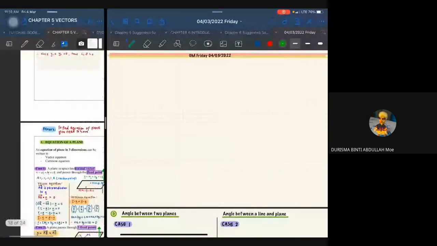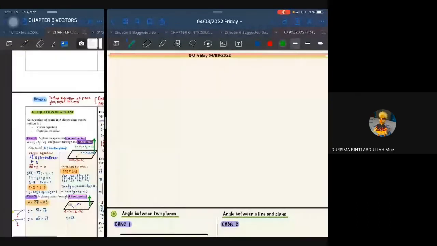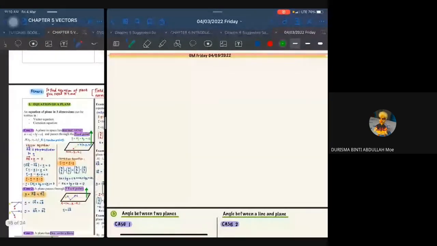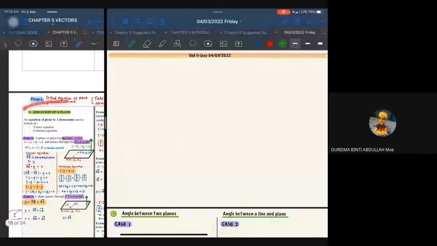Sekejap, tengok dekat yang belah kiri ni. So saya sempat habis sampai, is it 3? This one kot, equation of a plane. Okay, so saya settle untuk sini sahaja. And ada beberapa soalan yang saya dah discuss.